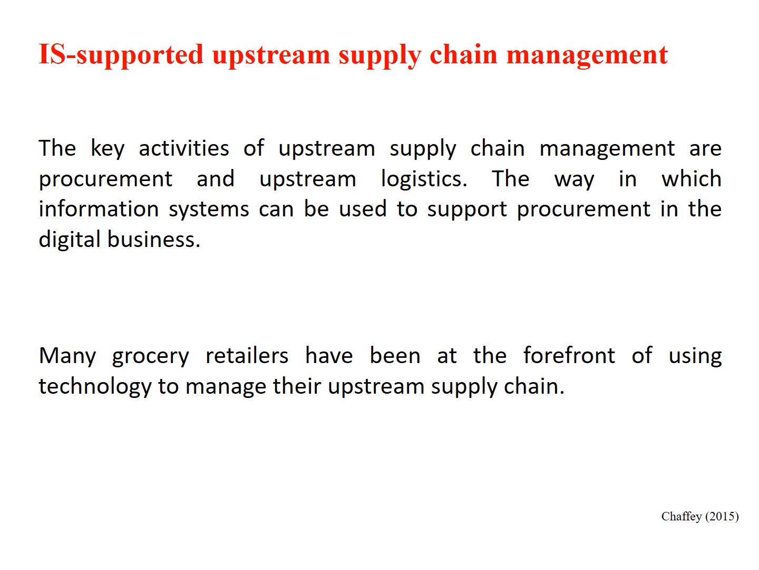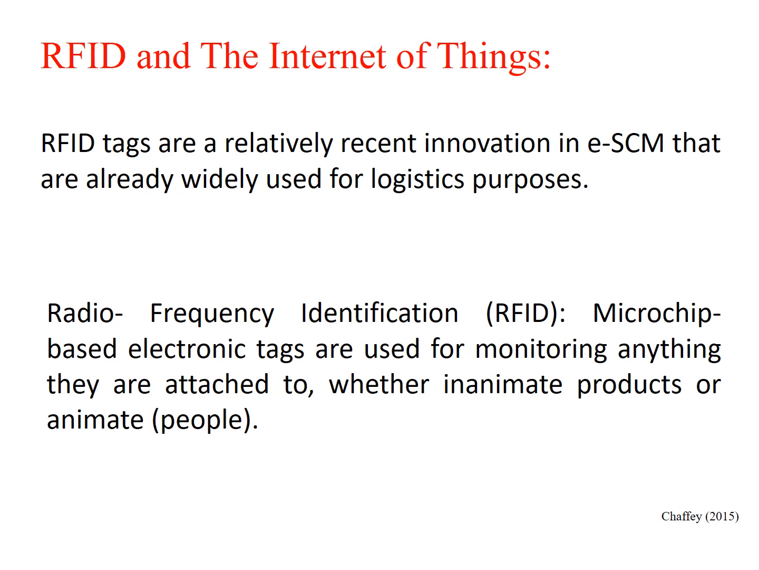So, IS-supported upstream supply chain management. Here, the key activities of upstream supply chain management are procurement and upstream logistics. Consider the way in which information systems can be used to support procurement in a digital business. Many grocery retailers have been at the forefront of using technology to manage their upstream supply chain. RFID and the Internet of Things. RFID tags are a relatively recent innovation in ESCM that are already widely used for logistic purposes.